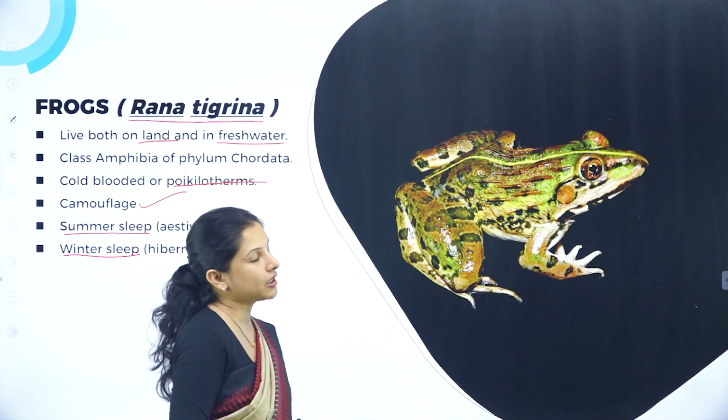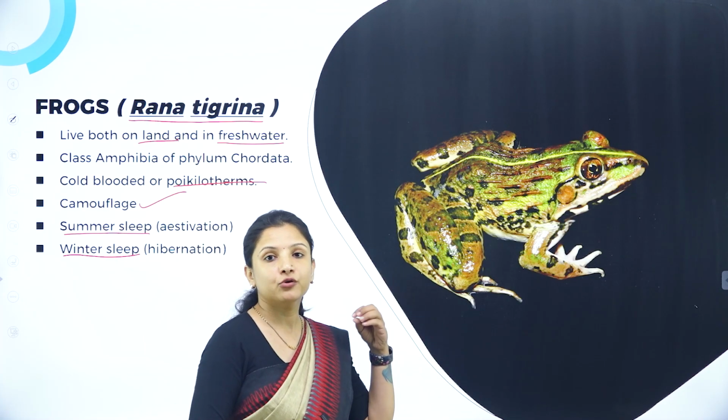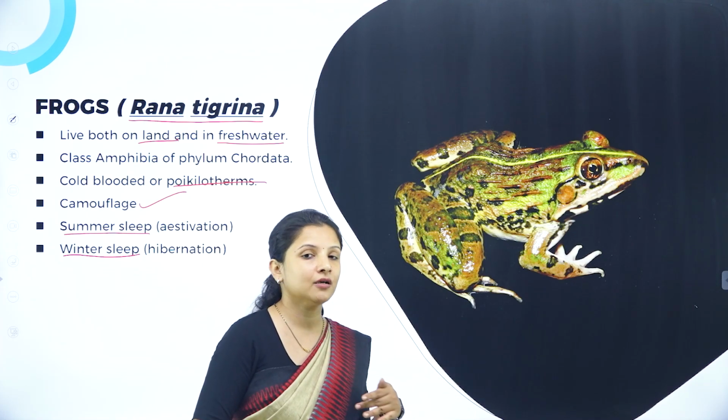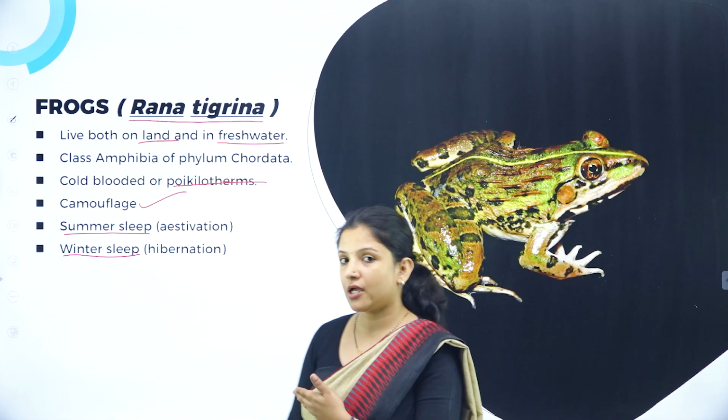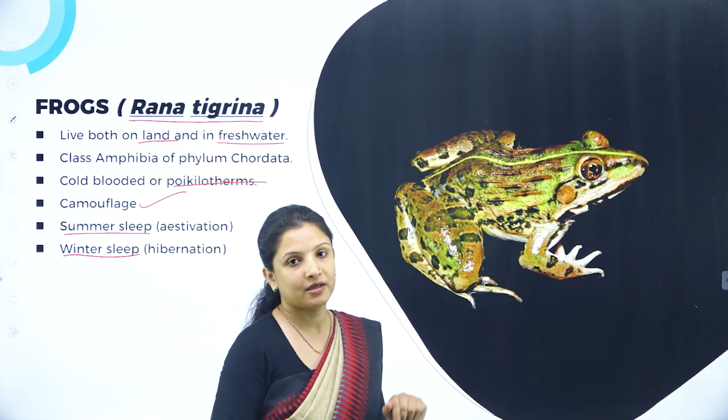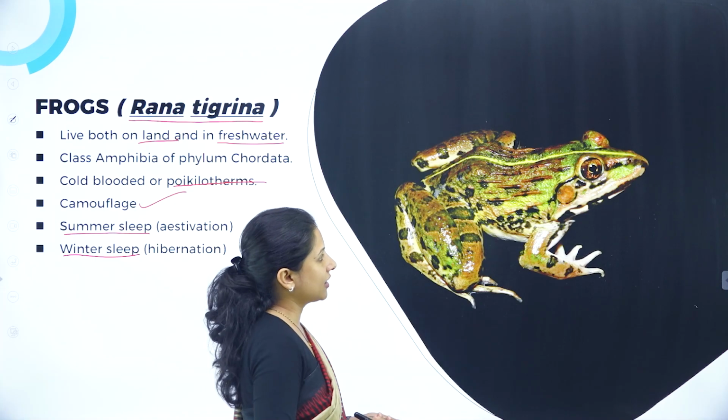So this is the common Indian frog that is found everywhere during the rainy season. And you don't find frogs in the winter and the summer season, because I told you they go in for aestivation and hibernation, wherein they bury in the ground. So this is the Rana tigrina, which is a common Indian frog.